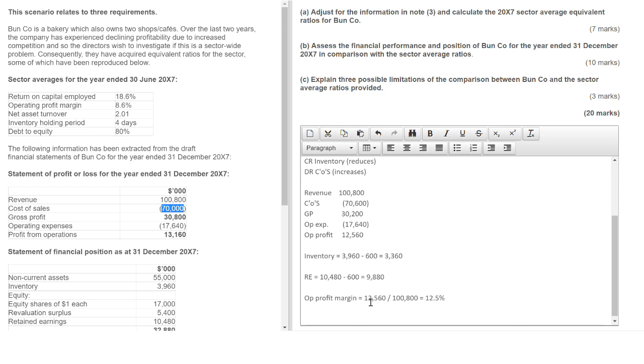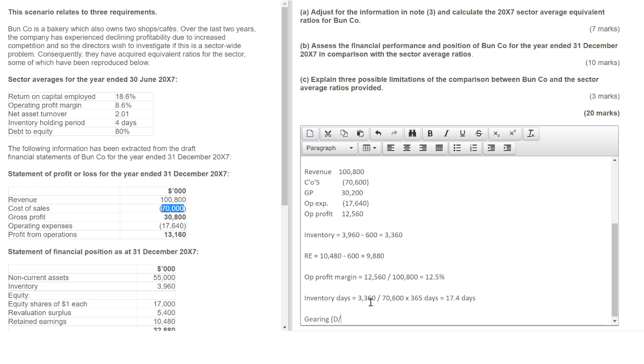Net asset turnover, again, quite tricky. Inventory days. So here you take your inventory figure of 3,360. You divide it by your cost of sales. So is that there as your 70,600, and then you multiply it by the 365 days. Does that work out at 17.4 days? Okay.